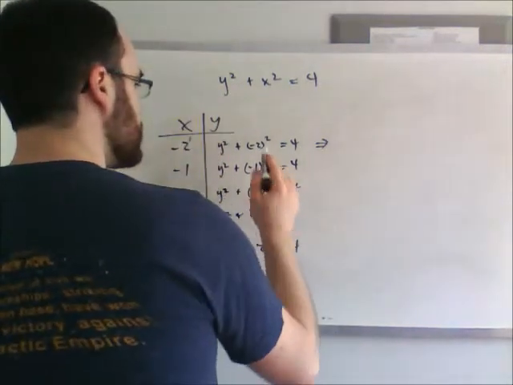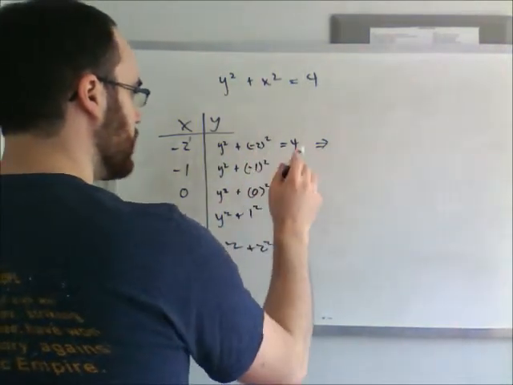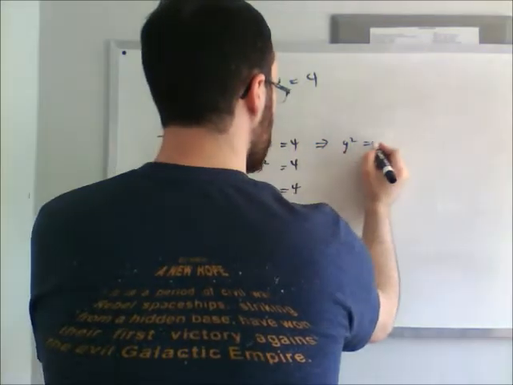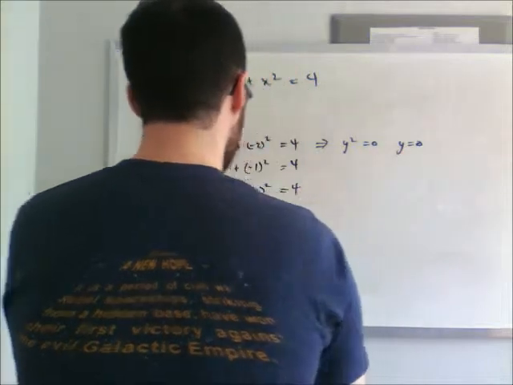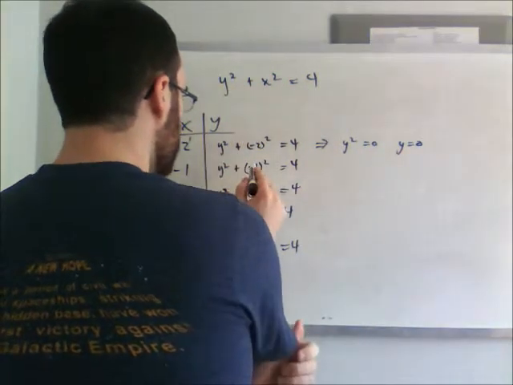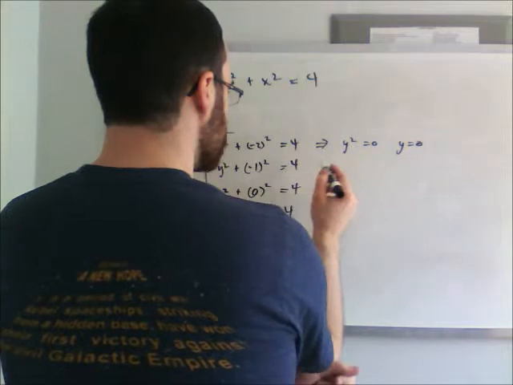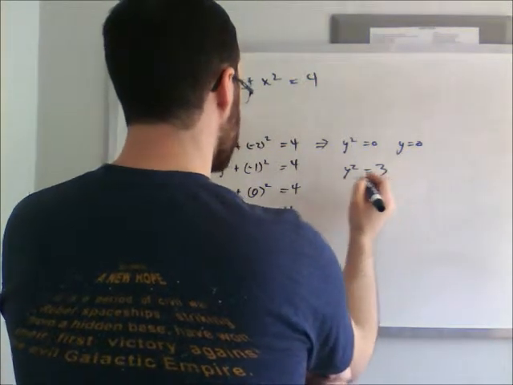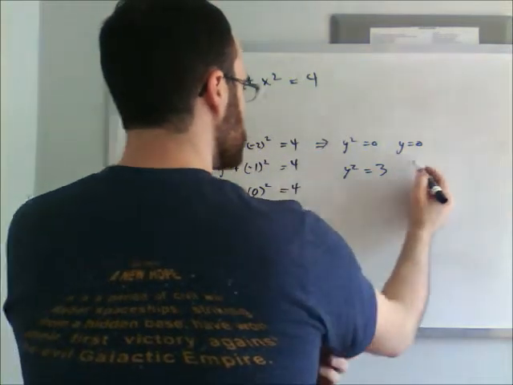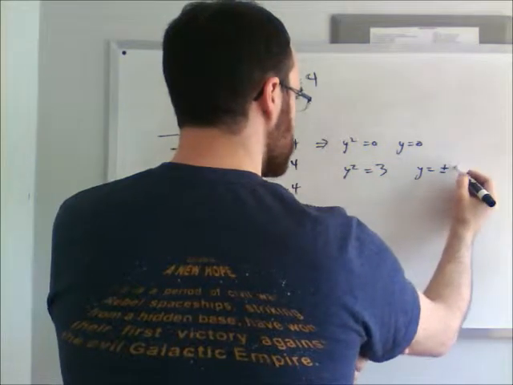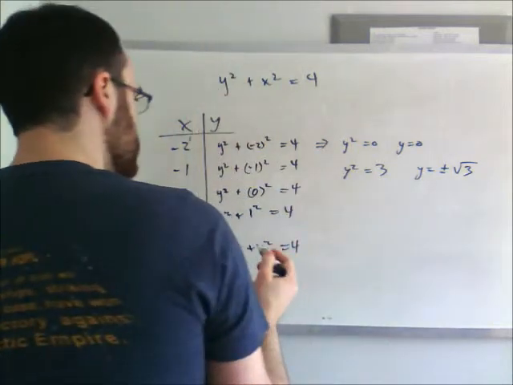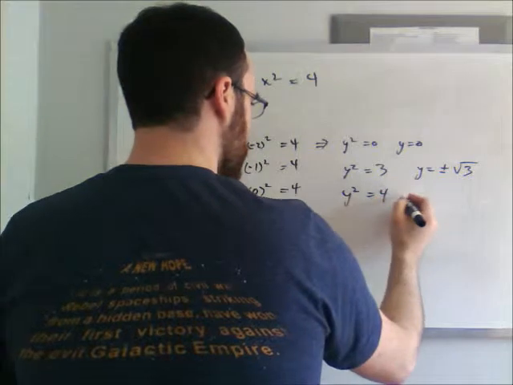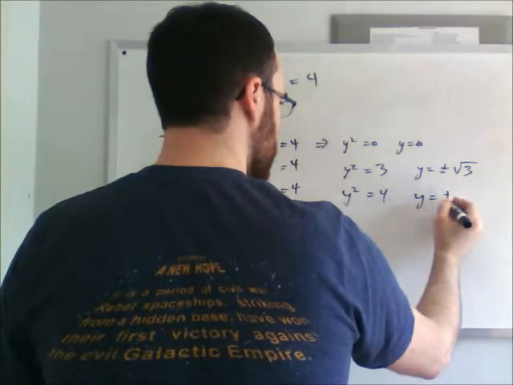And so we take the -2 squared is 4, bring it over, it's going to be -4, so y squared is equal to 0. Therefore y equals 0. Then we have -1 squared is 1, bring that over, becomes -3. So y squared equals positive 3, because this is positive, bring it over. So y equals plus or minus √3. Then we have y squared plus 0 is equal to 4, so y squared is equal to 4. So y equals plus or minus 2.